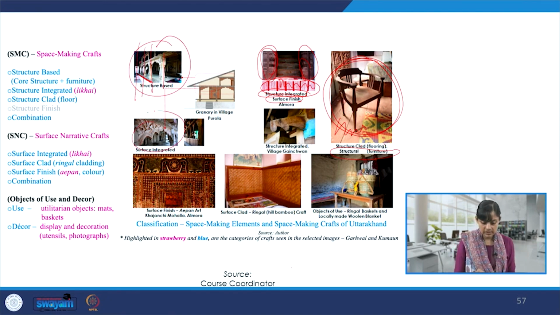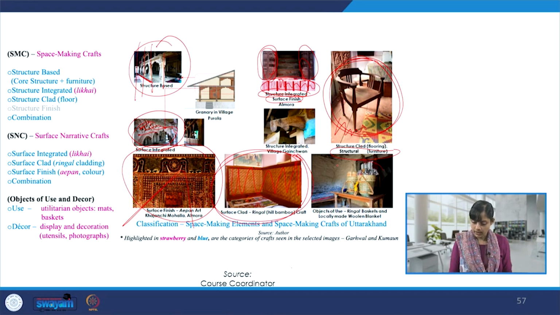Here we see surface integrated craft, so some carving but surface integrated. Also surface finishes here that we see, the apron art. This is surface cladding, so this is done out of ringal, which is a species of bamboo which is found in Uttarakhand. So this is just the cladding part. And again the objects of use. This is also made out of ringal. So this paneling that you see over here and also the basket, it's done out of ringal.